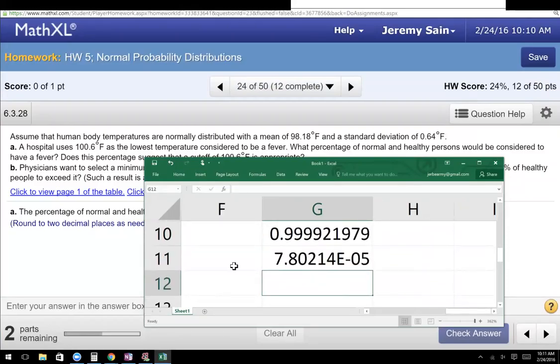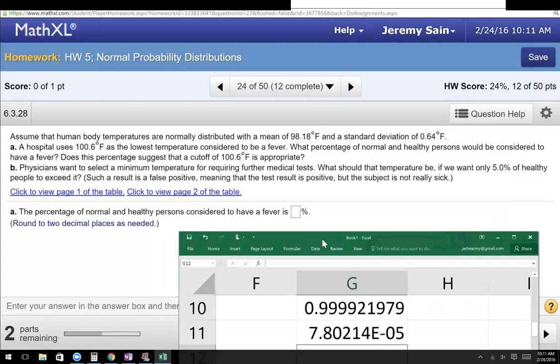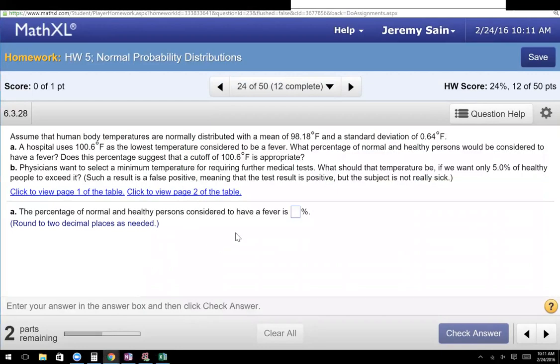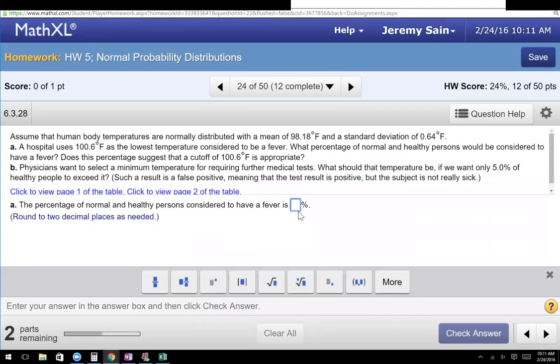Something very, very small. So that would be 2 decimal places. Well, it says percent, so I don't feel confident in moving the decimal twice on my own. So to 2 decimal places, this would be 0.01% of people.